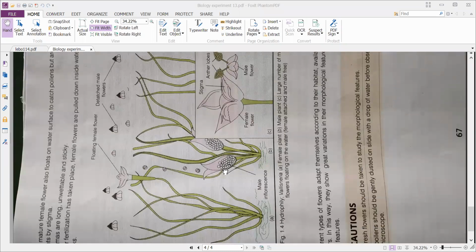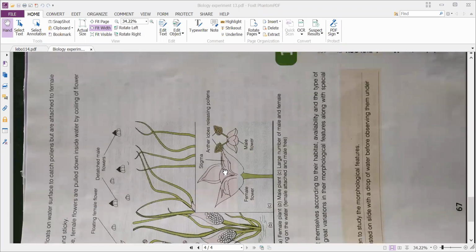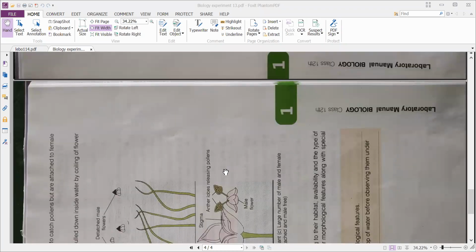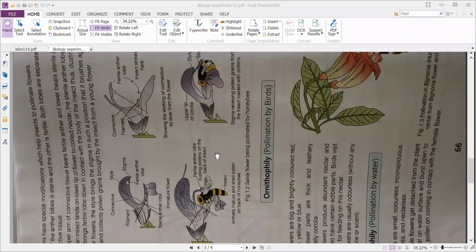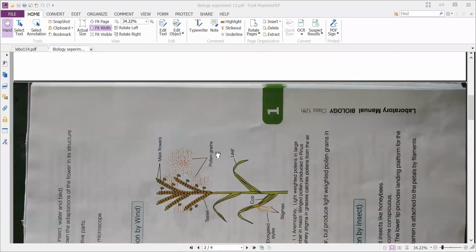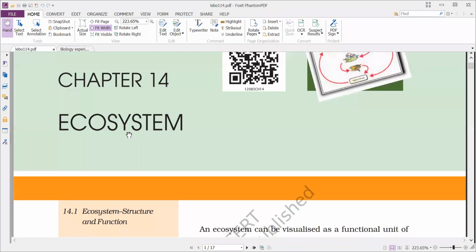Today and tomorrow you can complete this one. This is a little bit big one, so you can complete it today and tomorrow. We'll have another experiment next, that is Friday. Anybody having any doubt? Okay.